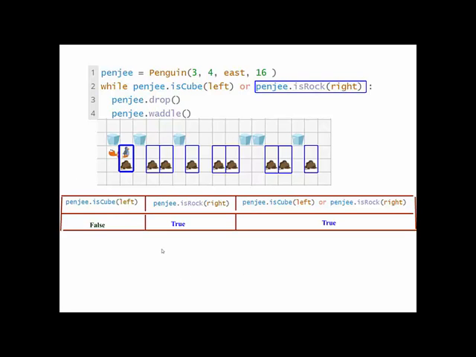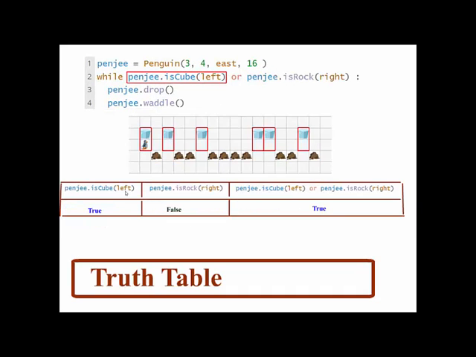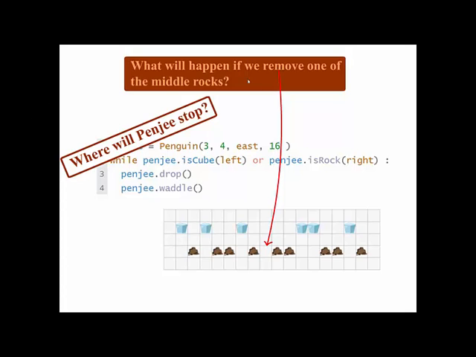And as you can see from the diagrams, at every single part of the penguin's journey through this row, one of the two conditions is always true. Either there is a rock on the right, highlighted in blue in this slide, or there is a cube left, which is true, highlighted by the red here. So what happens if we remove just one of the rocks in the middle there? I got rid of a rock here. And if we execute the exact same program, can you predict what will happen? Let's do a step-by-step and see if your prediction is correct.